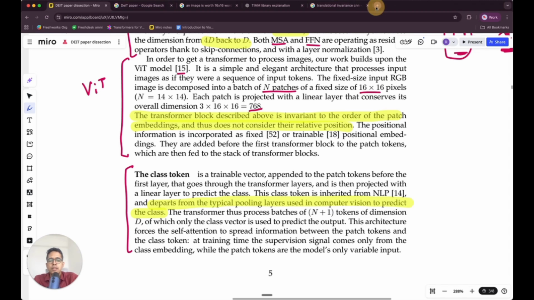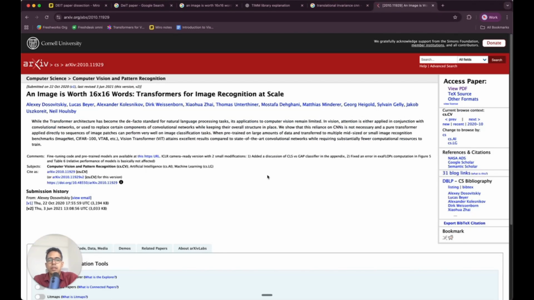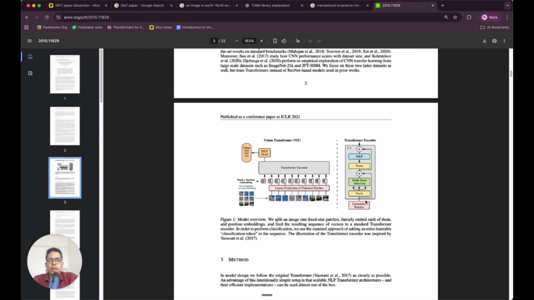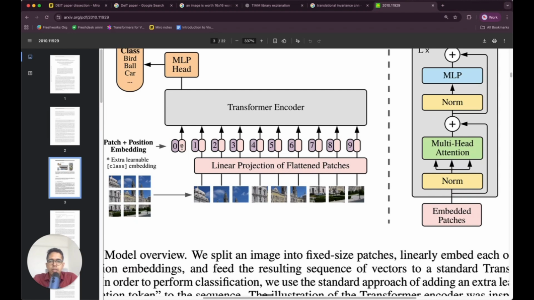You can simply search for the vision transformer paper and then open this. Figure number 1 or 2 describes the architecture. Figure number 1 itself. So here, this token number 0 is the class token, and 0, 1, 2, 3, those are position embeddings. These pink items are the actual input token embeddings. To that, you are adding the positional embedding.